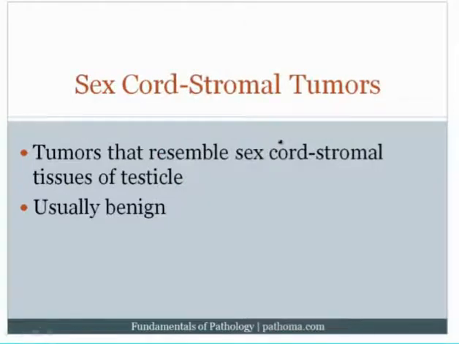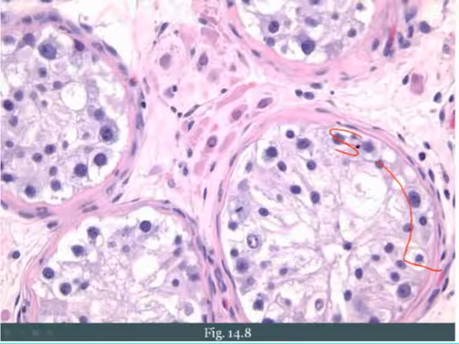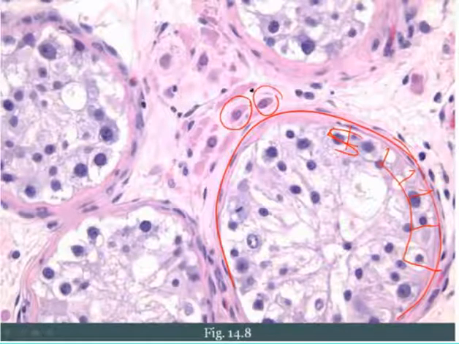Sex cord stromal tumors are the second category of tumor that can arise within the testicle. These tumors resemble the normal sex cord stromal tissues of the testicle and are usually benign. Here's an image of the normal testicle just to remind you of the sex cord stromal tissues. So the sex cord includes the Sertoli cells, and remember that the Sertoli cells are the cells that line the tubules, and of course this area here is the tubule. So you could potentially get a Sertoli cell tumor. At the same time, you've got these pink cells in between the tubules, which are called Leydig cells, and so you can also develop a Leydig cell tumor.